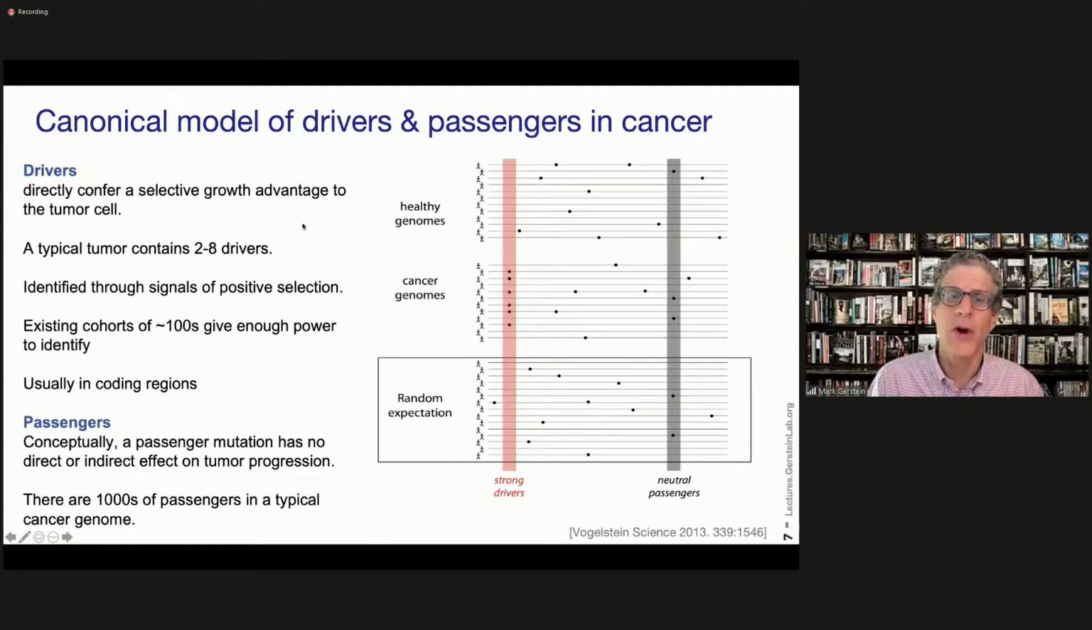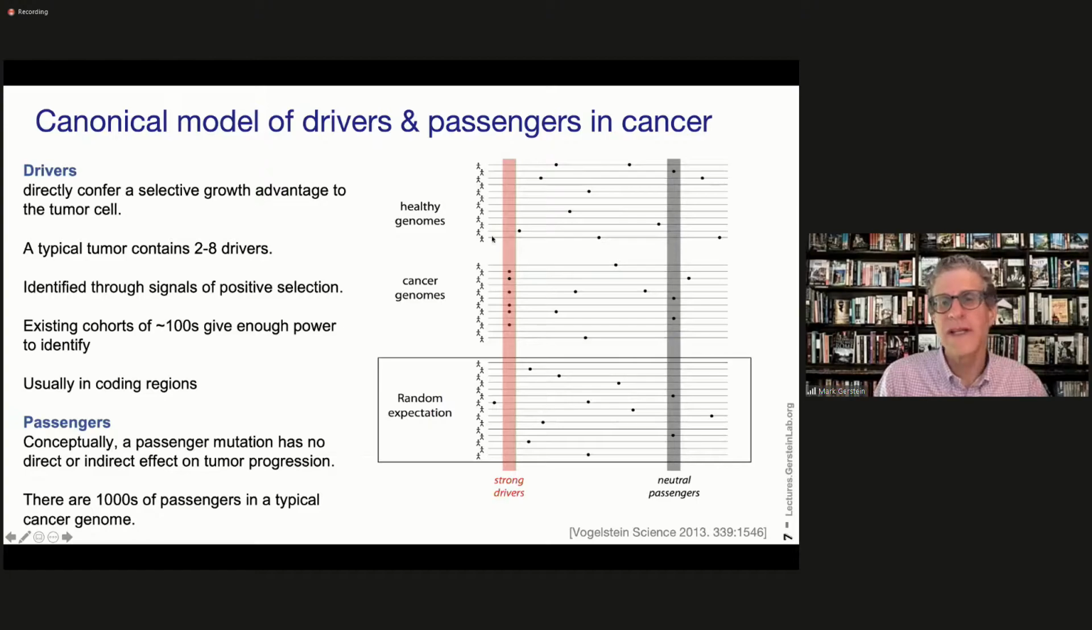And part of that thought is this kind of canonical model we have of drivers and passengers in cancer. So I refer to a paper from a famous scientist, Bert Vogelstein. This is the kind of canonical model that we tend to have, and that is that a typical tumor only contains, let's say, six driver mutations. And these are identified through signals of positive selection. So they're positively selected in the group of cancerous cells.